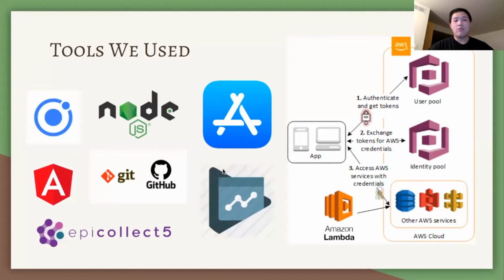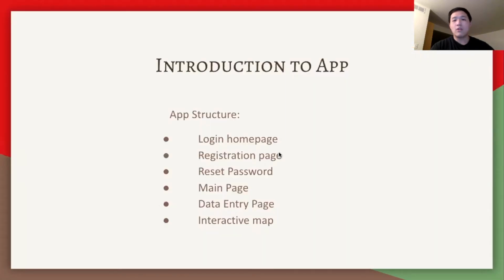So we built our infrastructure with Ionic, Node.js, and Angular. We use GitHub as our version control tool. And also all of our original datasets are on Epic Collect. We use the iTunes App Store and Google Play Store to deploy our app. And now I'm going to do a brief demo of our application.